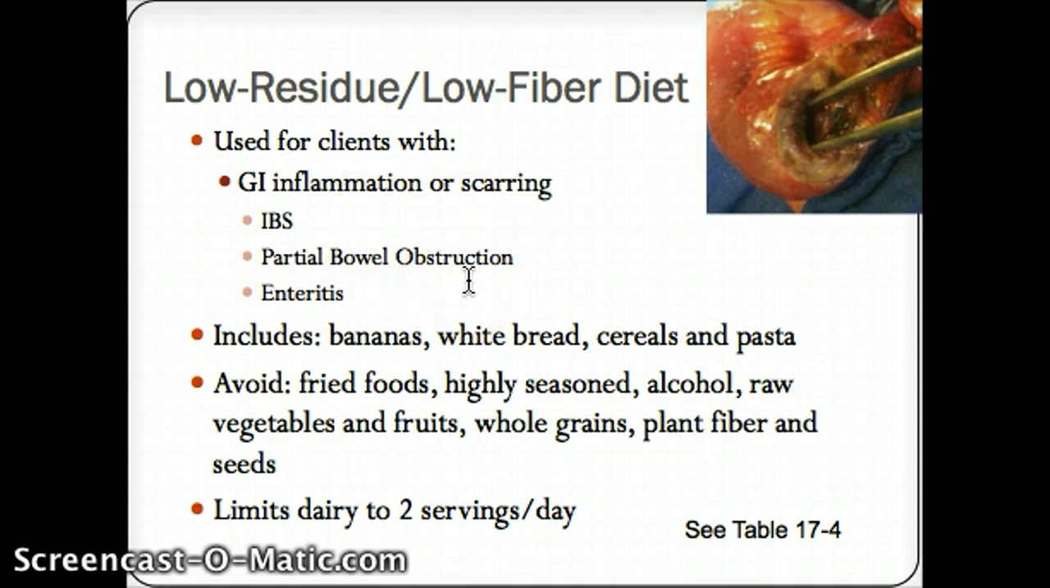So things that are on a low fiber diet, you can see, are going to be bananas, white bread, cereals, pasta, low fiber foods we're talking about. Things that we also want them to avoid here are fried food, highly seasoned food, whole grains and fiber obviously. And we're going to have them actually limit their dairy to 2 servings a day. You can actually go in your book and look at table 17.4 and it'll really review that further.